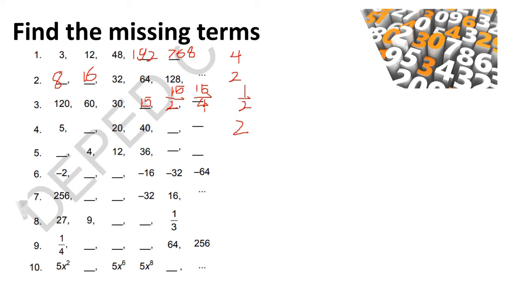So, 5 times 2 is 10. And that is 10 times 2 is 20. Then, 20 times 2 is 40. 40 times 2 is 80. And then, ang ating 80 times 2 is 160 naman.